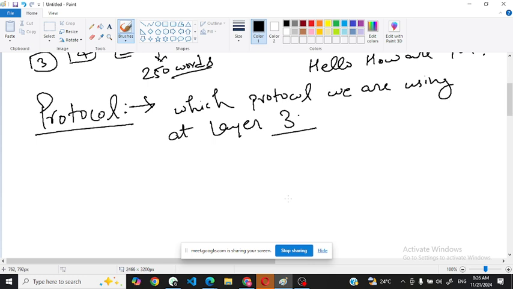Do you know about the cost? What is cost, Subhajit or Lakshman? Cost is a value of a specific link. Different protocols have different parameters to calculate the cost. So these are very important fields of the IPv4 header.